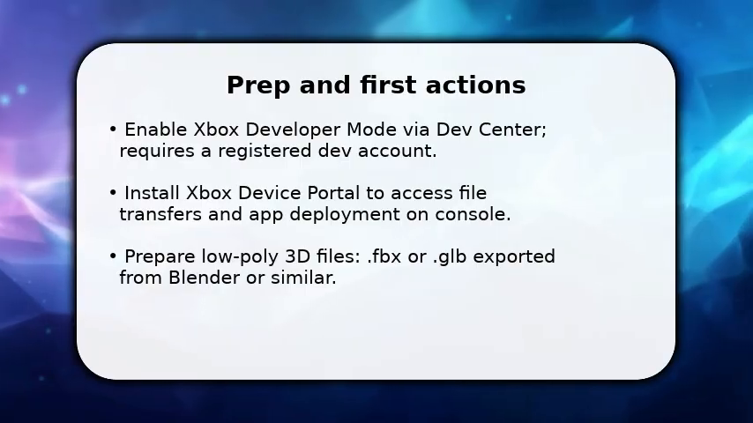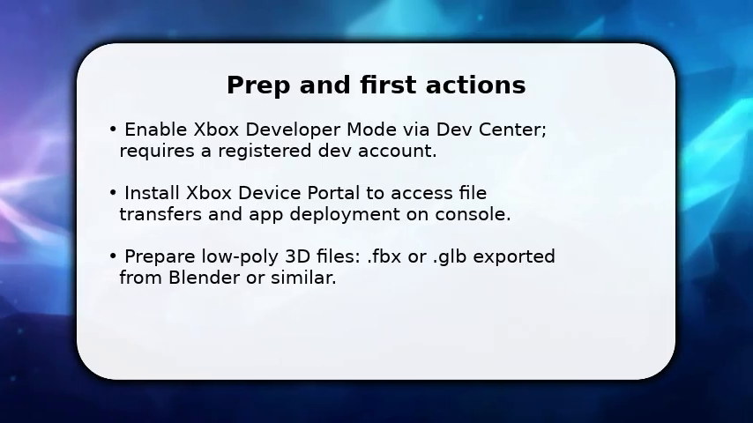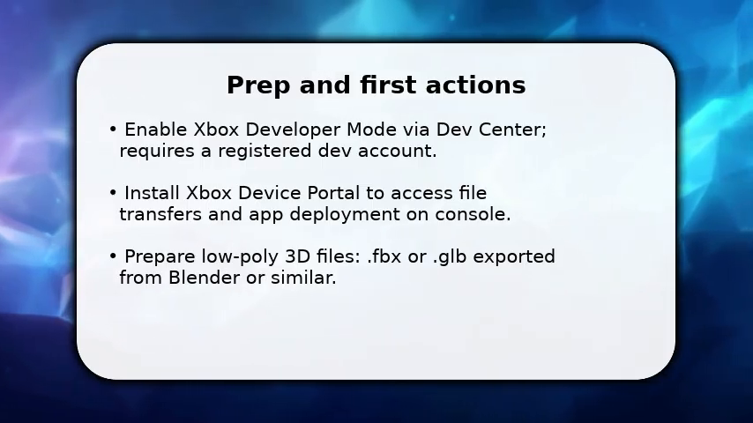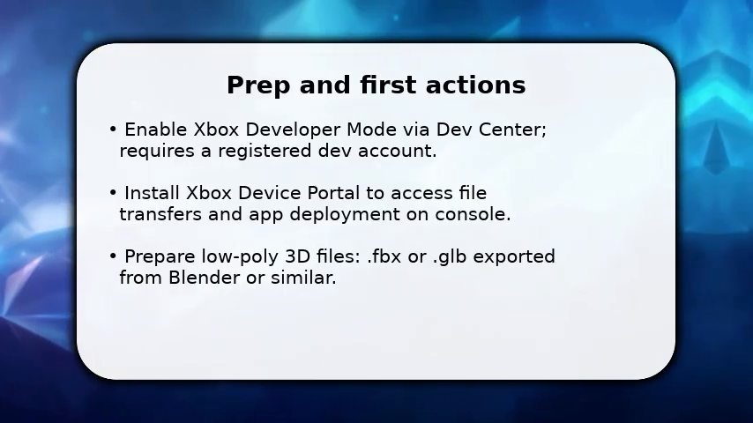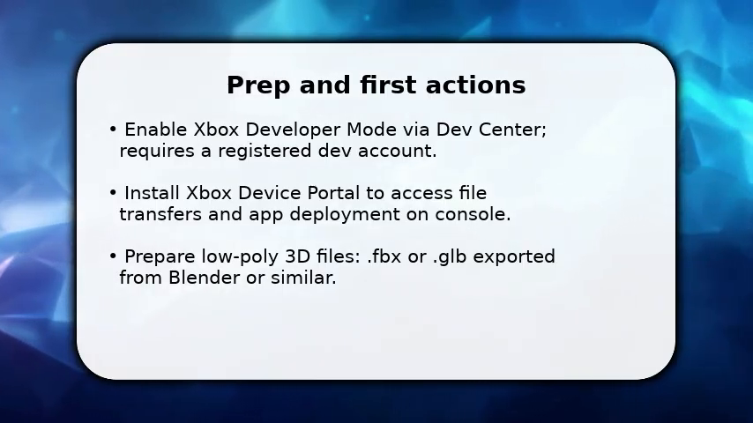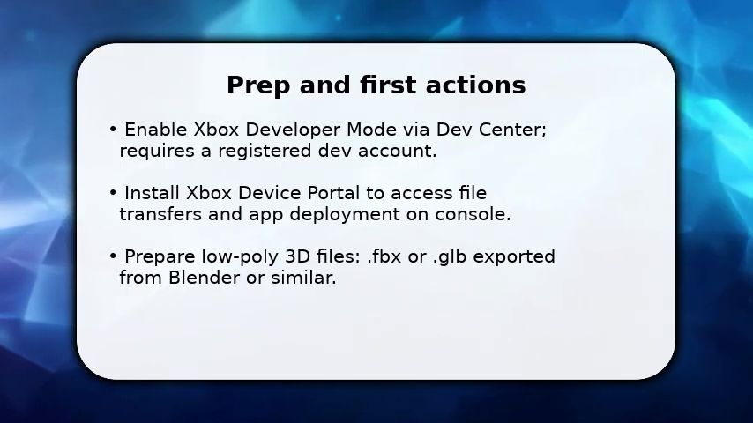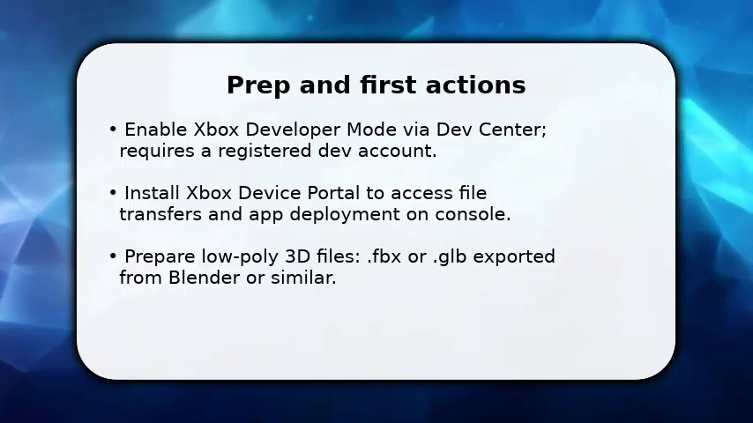You start by switching the console into developer mode and signing in with a registered developer account. This gives you the legal tools to work with game assets. Once done, enable the Xbox device portal so you can transfer files and deploy test builds directly to the console.